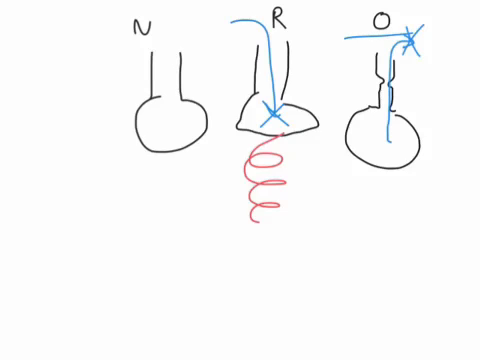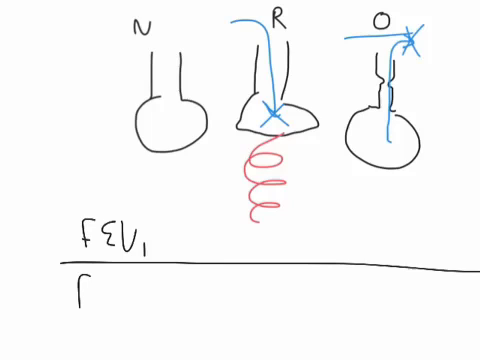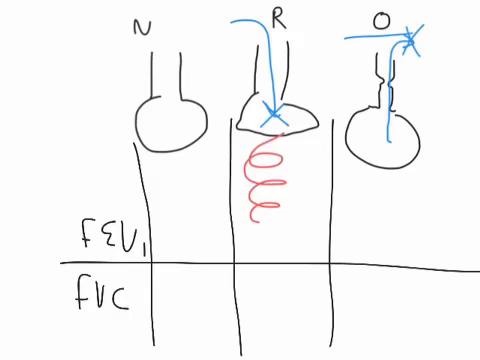So let's think of what the FEV1 would be for each of these, and the FVC would be for each of these. So we got normal, we've got restricted, we've got obstructive. FEV1 in normal would be normal, FVC would be normal. That makes sense. It's normal, it's normal, it's normal.